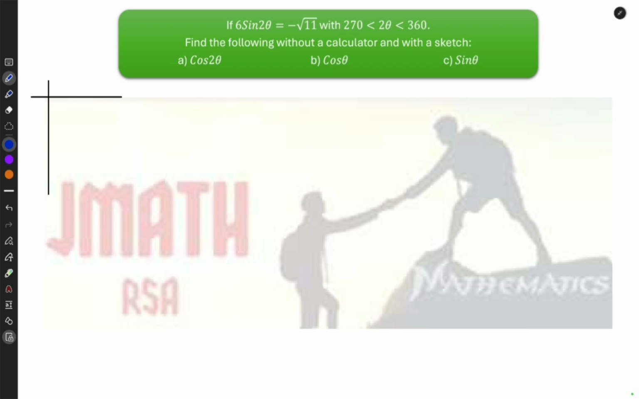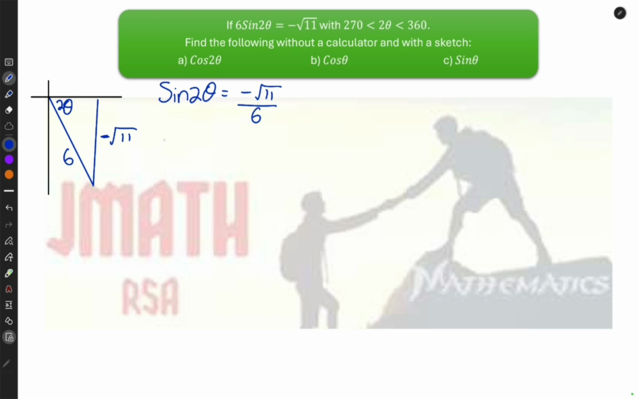Step 1 again, I'm going to get sine 2 theta alone in this case. So sine 2 theta is equal to minus root 11 over 6. And they tell me sine is negative, but it's only between 270 and 360, so that's very easy. That only leaves me with the fourth quadrant. Okay, so I draw my triangle, and in this case, I put a 2 theta there because that's what they started me off with. Sine is opposite over hypotenuse, so minus root 11 over 6.